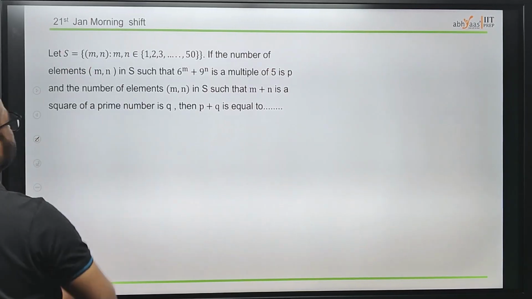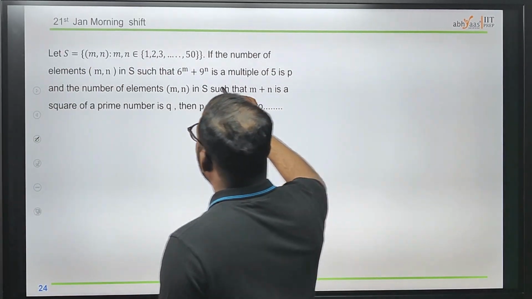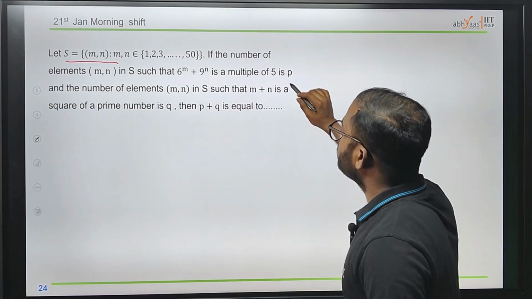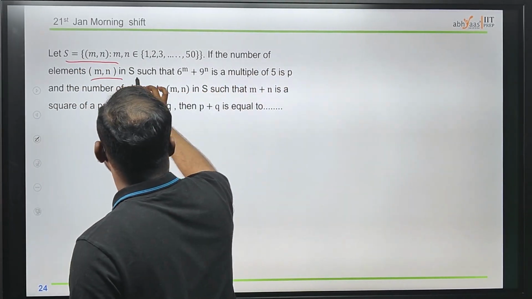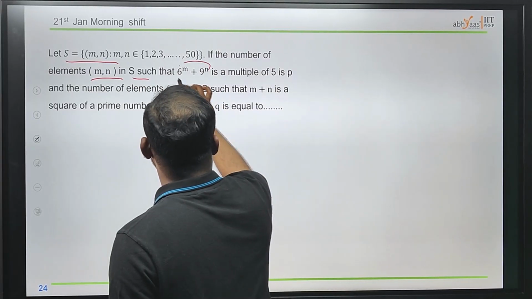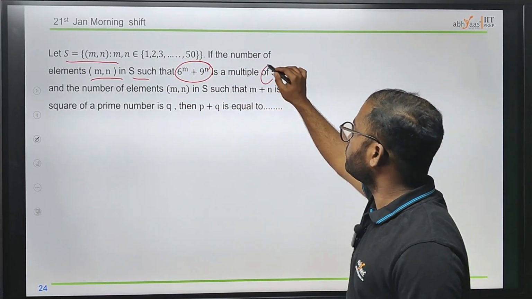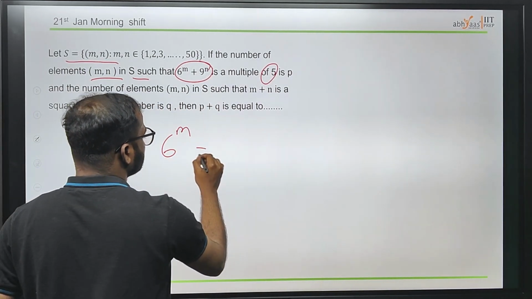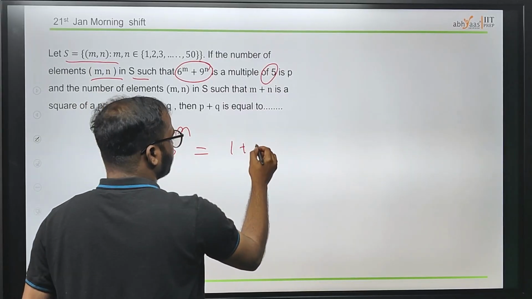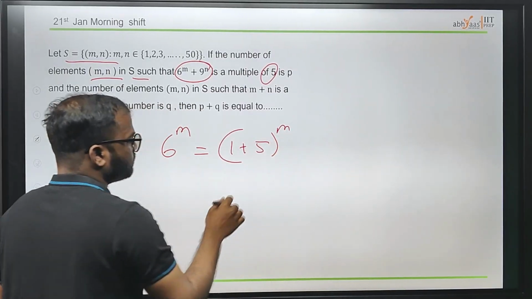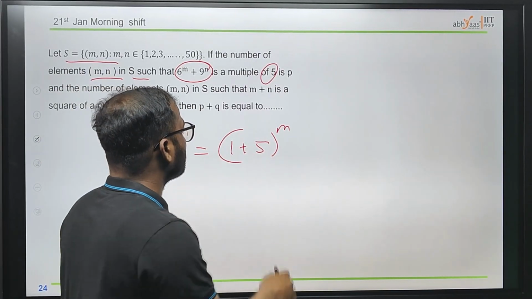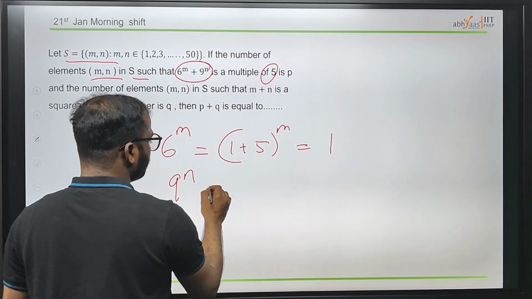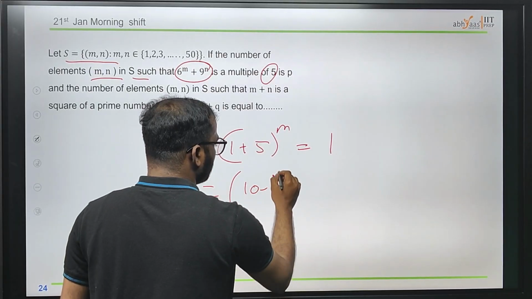Okay, next question, if you see here, we need to find this. They given the set S is equal to m comma n, the number of elements m comma n in the sets in S such that 6 power m plus 9 power n is a multiple of 5, which is nothing but divisible by 5. 6 power m we can write as 1 plus 5 power m. If you observe, the coefficients will be divisible by 5 and the remainder will be 1. Similarly for 9 power n, which will be 10 minus 1 power n.